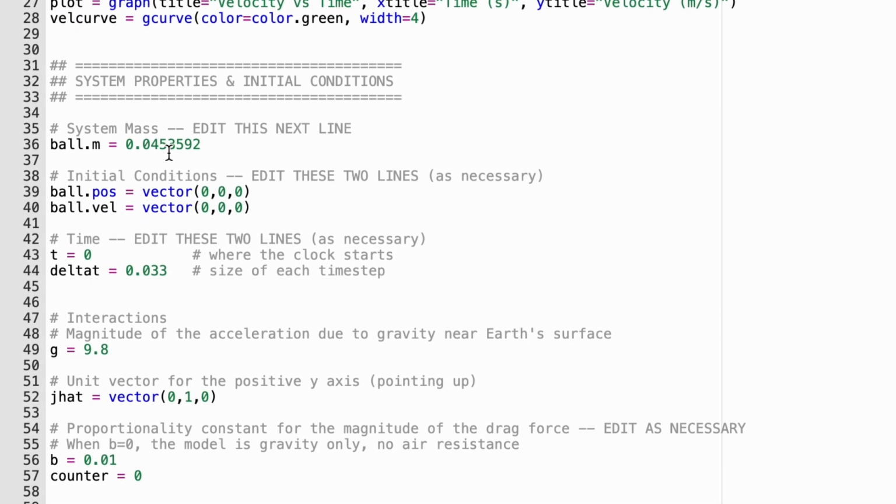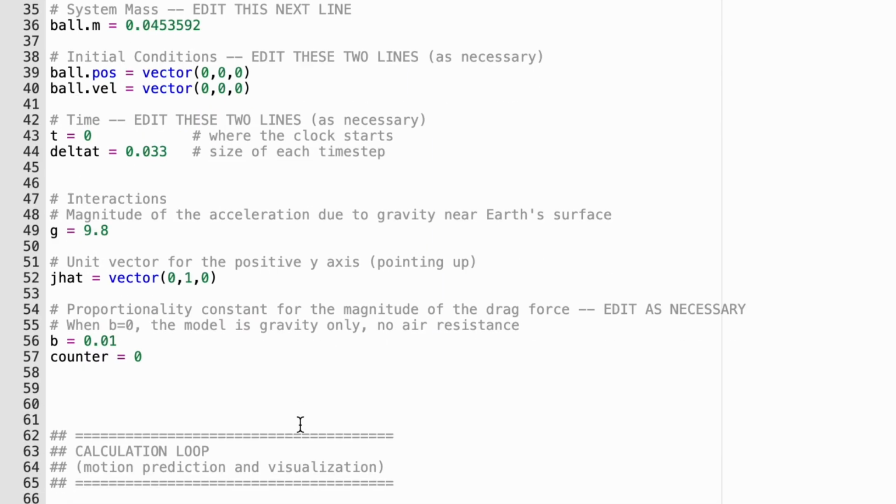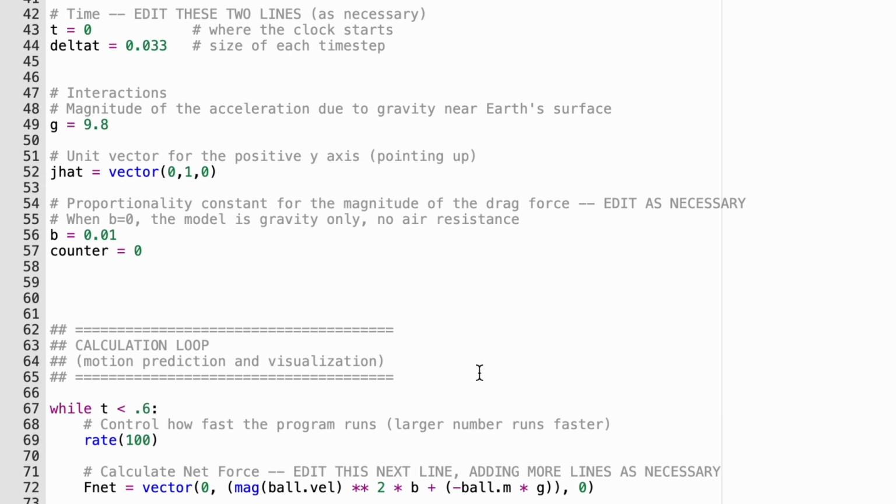If you go into this, this is a model that uses drag. The ball's mass is the same. Honestly, everything is the same, except B is equal to 0.01. This is the coefficient, i.e. proportionality constant, for the magnitude of the drag force.